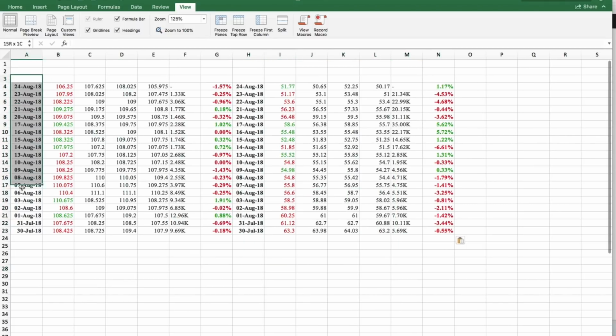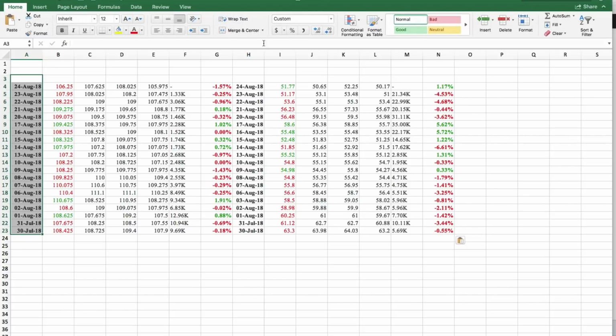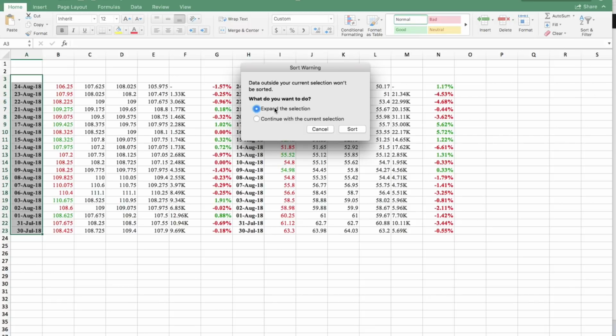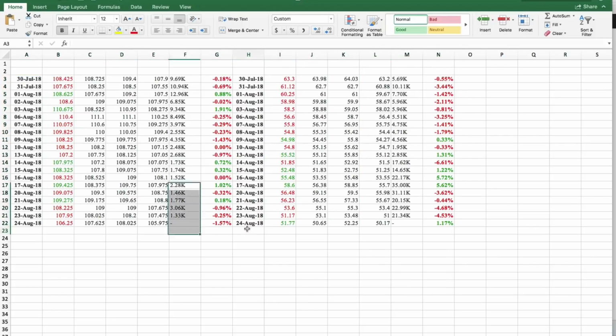So if I just highlight this column over here, and we go to Home, way at the other end, we have Sort Ascending or Descending. I'll sort oldest to newest. It'll ask me if I want to expand the selection. I'll say yes, and there we go. So now I have July 30th at the top, and I have August 24th at the bottom.